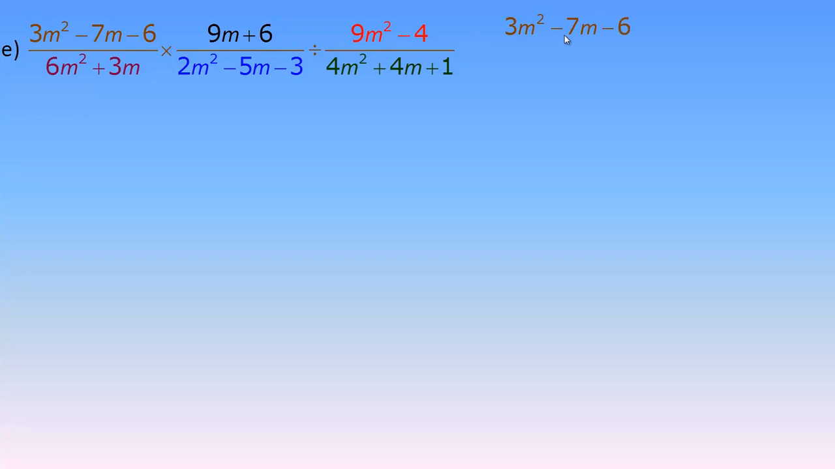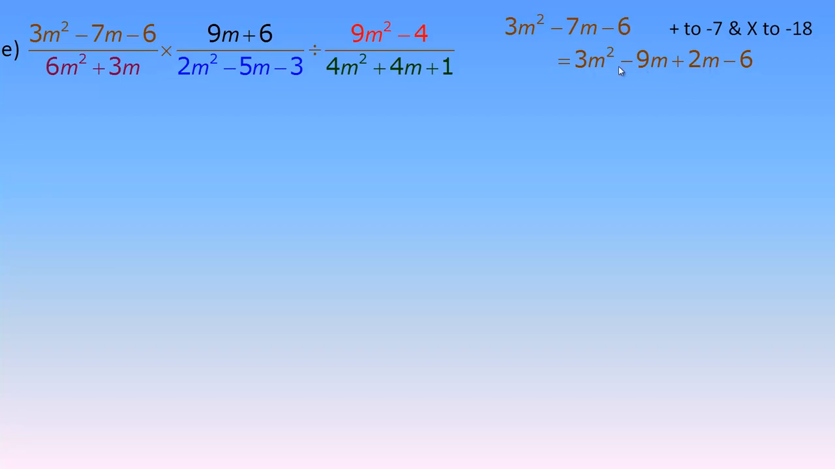I'm going to use the decomposition method. So I want to find two numbers that add to negative 7 and multiply to negative 18, because 3 and negative 6 multiply to negative 18. So adds to negative 7 and multiplies to negative 18. And so the numbers that do that would be negative 9 and 2. Adds to negative 7, multiplies to negative 18. So, negative 9 and 2.